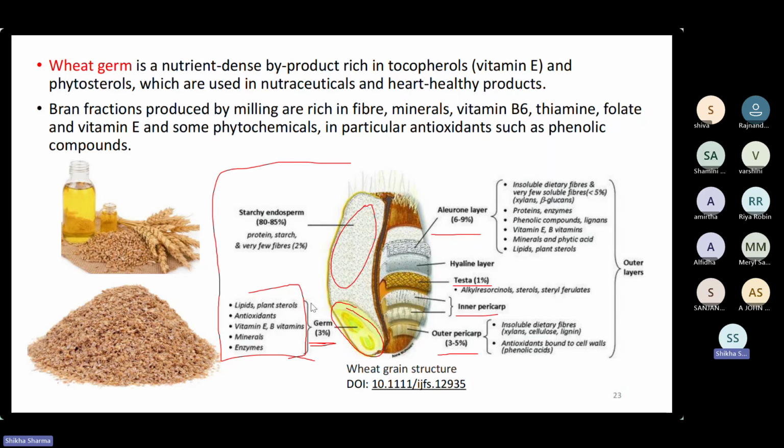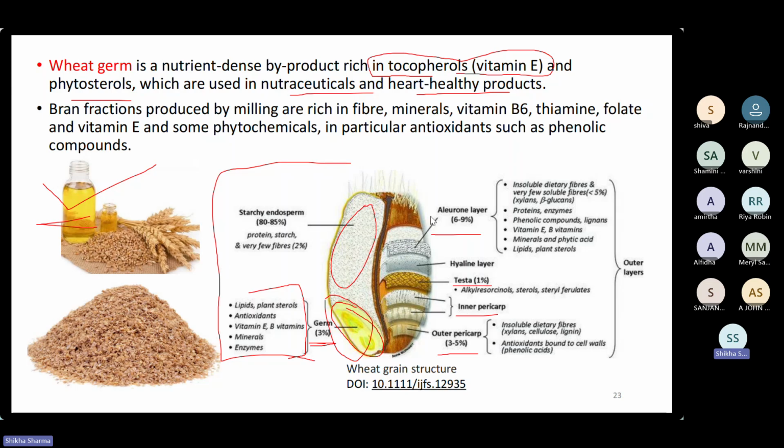So this wheat germ is nutritionally dense, and it is the byproduct which is rich in vitamin E, which is tocopherols, and phytosterols, which is used in nutraceuticals and heart healthy products. And this germ is used for oil production, as it is rich in vitamin E.